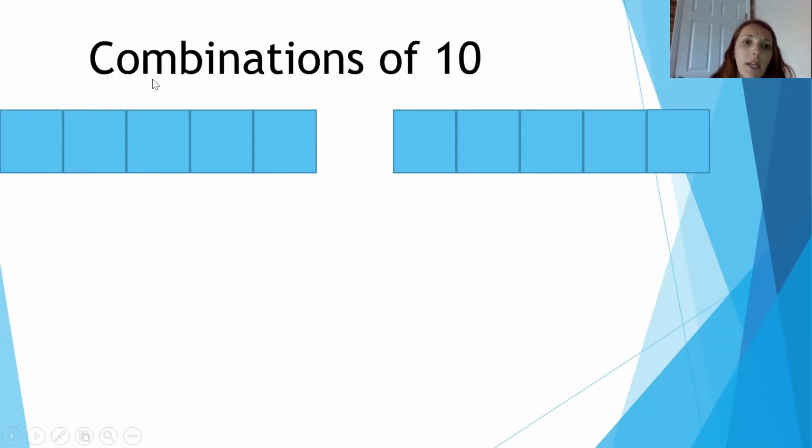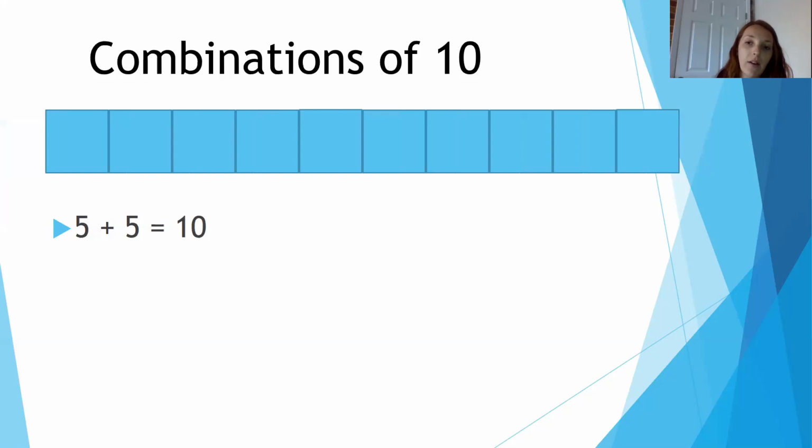Now, how many are in this group? 5, good. And how many are in this group? 5. So 5 plus, remember plus means put together, or plus means join. So 5 put together with another 5, 5 plus 5 is going to equal what? Just because it's broken apart doesn't mean it's still not 10. We're going to put them back together and we still have 10.